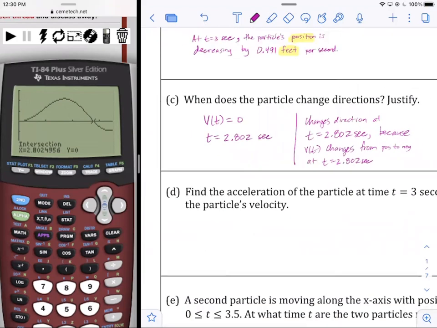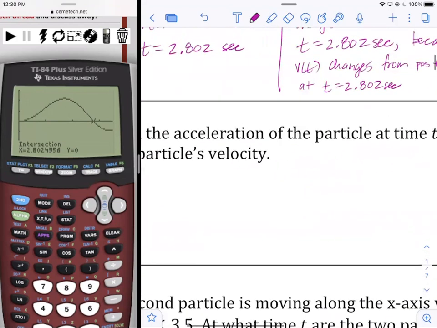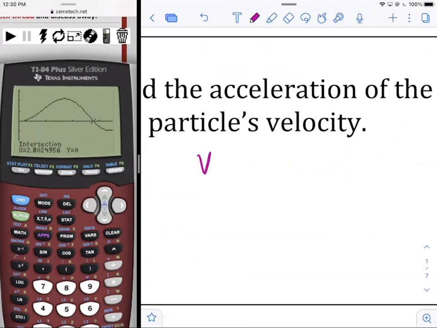Okay, find the acceleration at t equals 3. Acceleration at t equals 3. That's instantaneous now, right? Here's all you have to do. V prime of 3. Now, I'm going to rename that. I'm going to go ahead and call that A of 3, just because that allows me to define now the acceleration function.